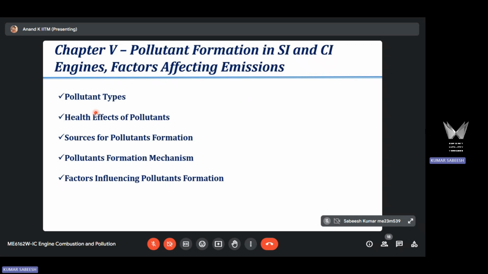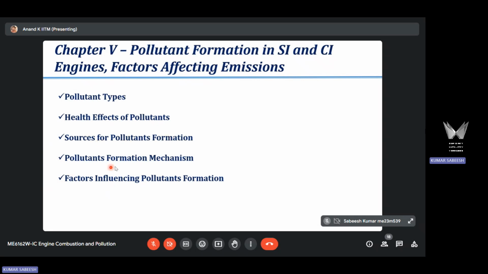This is where the objection is coming in terms of using IC engine based vehicles. Then after this, I will discuss the sources. What are the sources for pollutant formation? These sources are going to be different for spark ignited engines and compression ignited engines. So I will discuss the various sources that result in pollutant formation in these two IC engine categories.